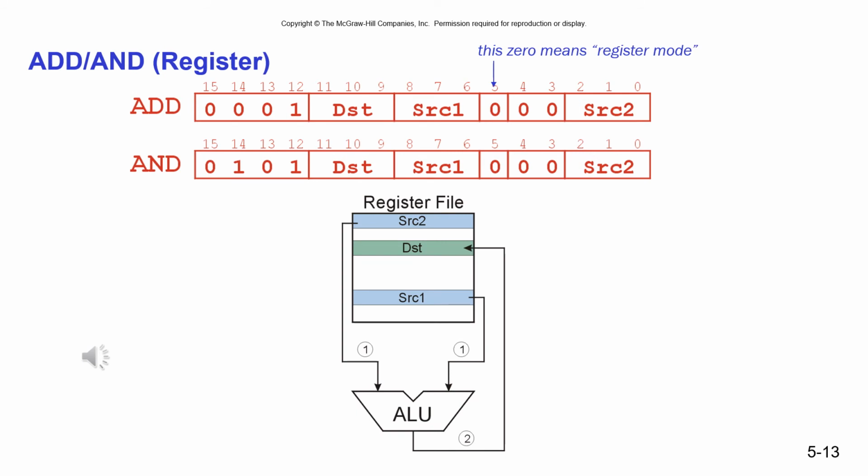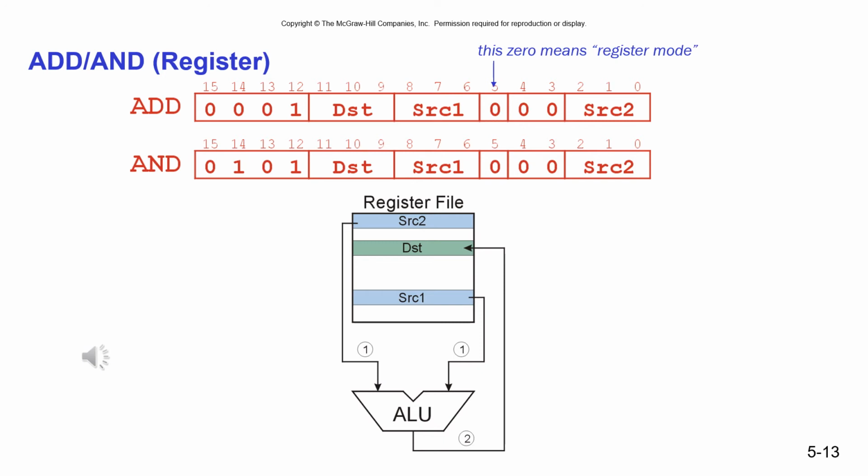Next, we're going to present the data flow diagram for add and and together. Add and and in register mode together, because other than the binary operation, the syntax is exactly the same. One adds, one ands. So you can see it is a binary function, meaning there are 2 operands.